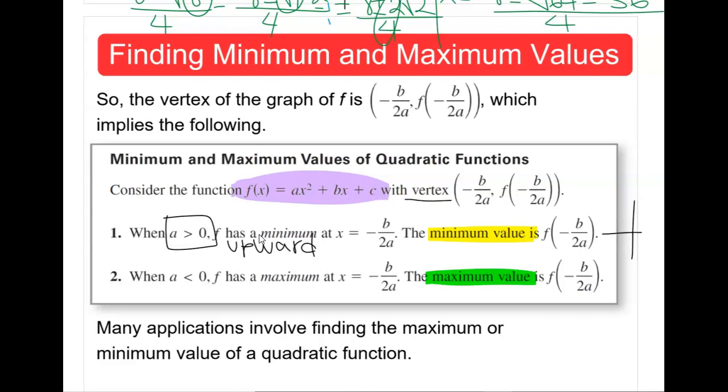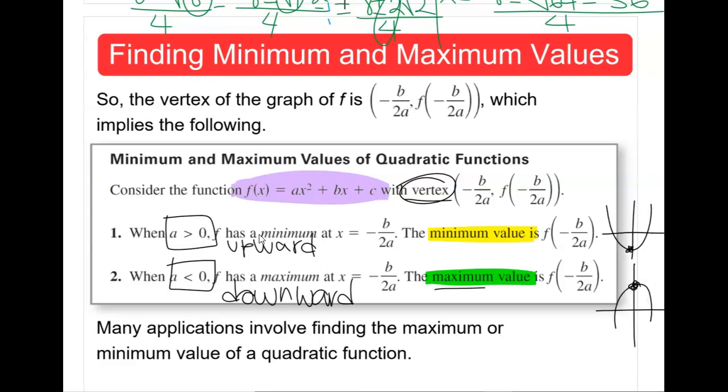Remember, we did some examples. If the parabola opens upward, the vertex is the minimum value. And if the parabola opens downward, if A, the leading coefficient, is negative, then the vertex is considered to be the maximum value, like so. And remember, I told you that those are the actual y values.